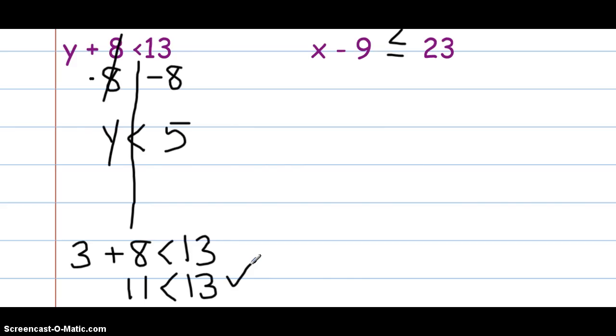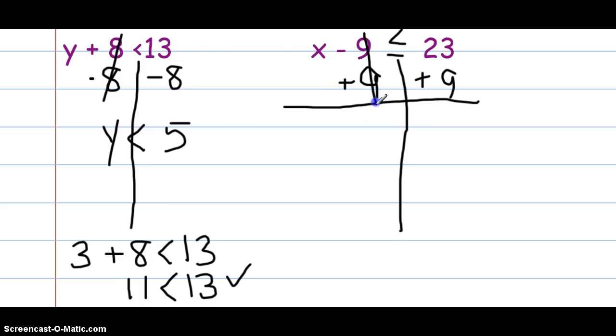x minus 9 is less than or equal to 23. We're going to start by drawing our arrow down, separating the two sides of our inequality. And then we're going to use the inverse operation. Right now we're subtracting 9 from x, so our inverse operation will be to add 9 to both sides. On the left side, our 9's cancel out, which leaves us with x. Our sign that goes in the middle is less than or equal to, and 23 plus 9 gives us 32. So our solution set is x is less than or equal to 32.